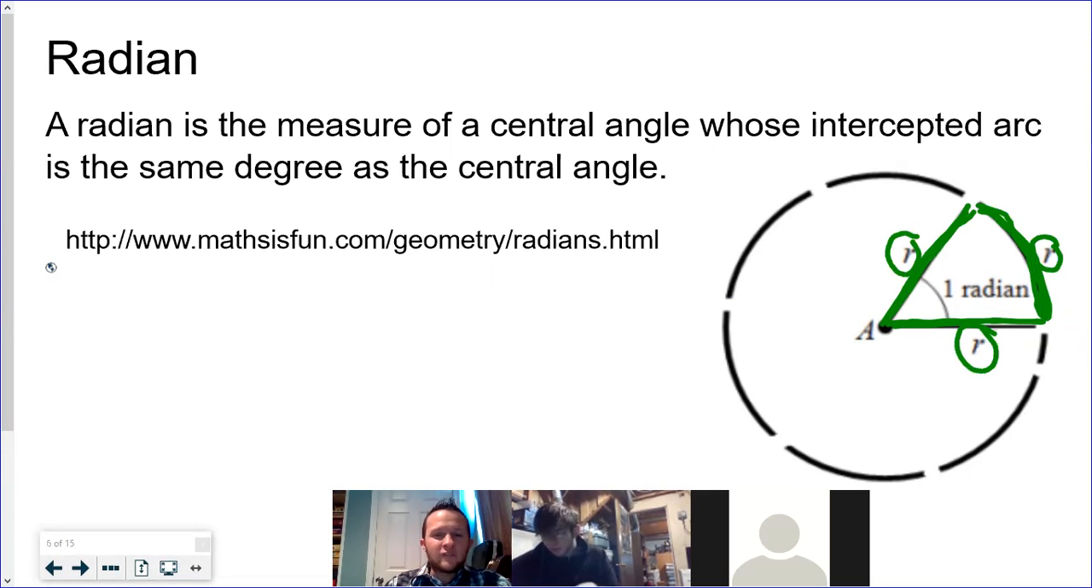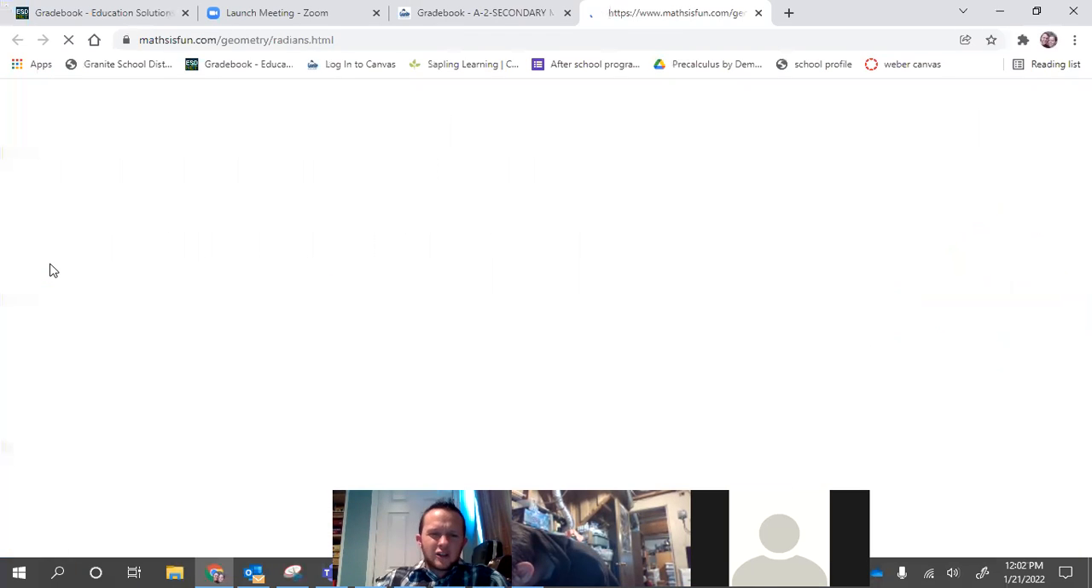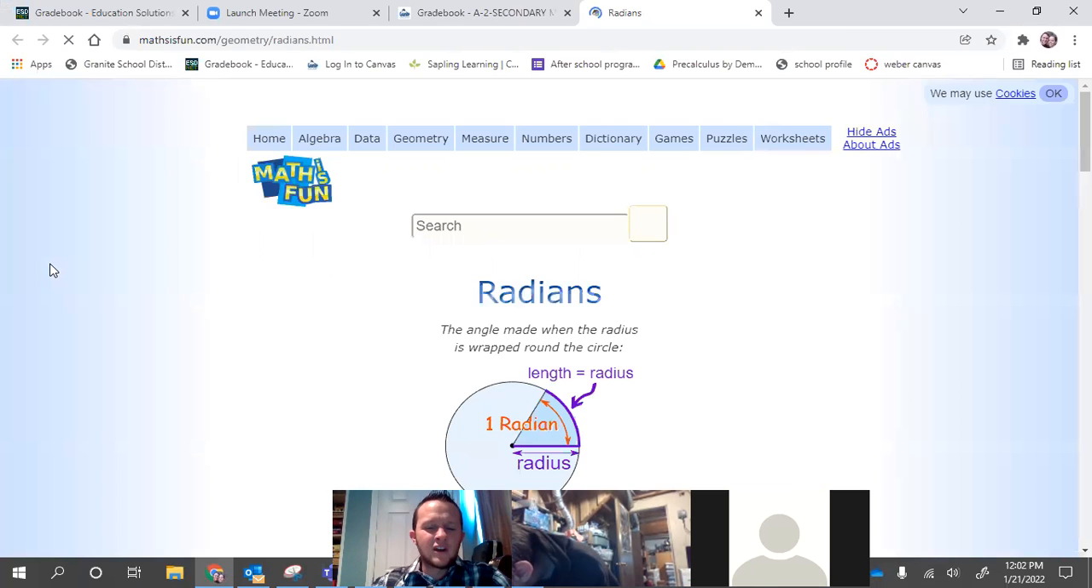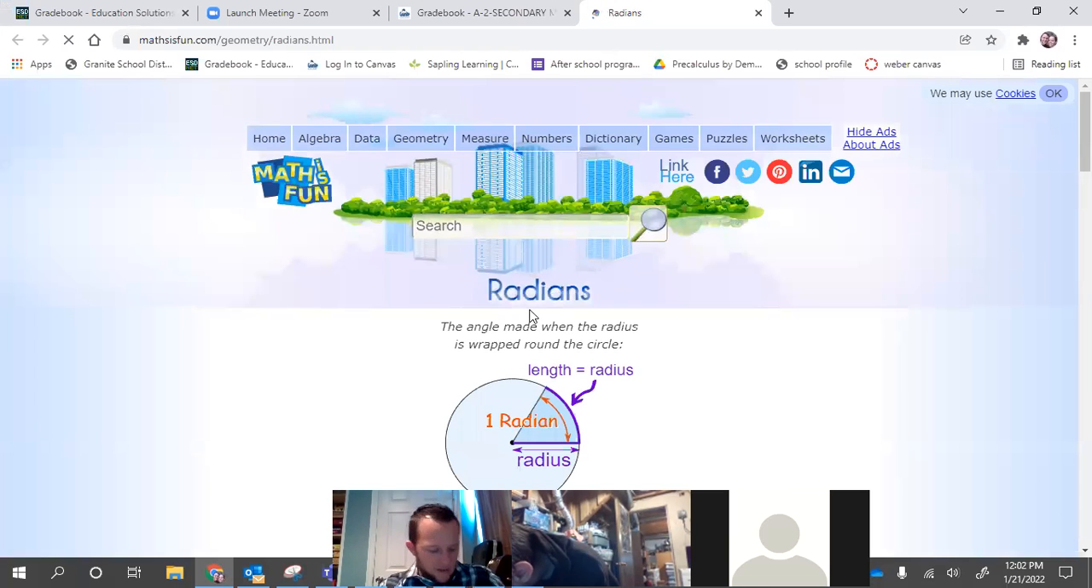Now, I'm going to show you a visual of what this looks like because it's hard to visualize right here, but I found this great website. It's called mathisfun.com, which is true, right? You guys are probably like, fake news, Solberg, math is not fun. Well, it has a great visual here that I think will help you out.